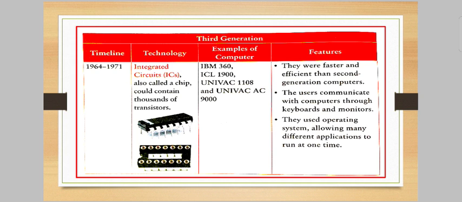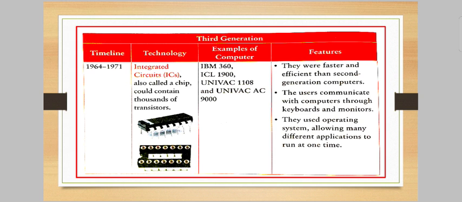Next is the third generation computer, 1964 to 1971, and in this generation the integrated circuit was introduced for the first time. It is also called a chip and could contain thousands of transistors. Next are examples of the computers: IBM 360, ICL 1900, UNIVAC 1108.